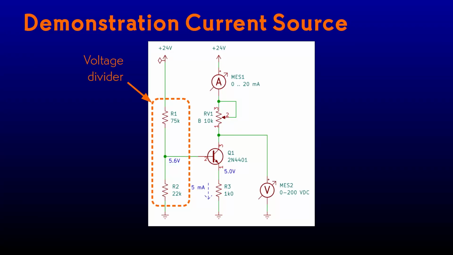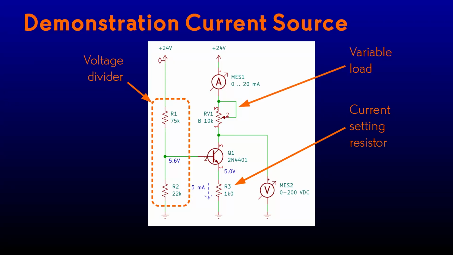In this schematic, I've made a voltage divider to give me a voltage of about 5.6 volts to feed to the base of the transistor. It's actually a little less than that, because I use the nearest standard 5% resistor values. The rule I just stated says that the transistor emitter will show a voltage 0.6 of a volt below the base, or 5 volts. That will push a current of 5 milliamps through the resistor R3. And the collector current should be about the same 5 milliamps, however I turn the pot RV1.